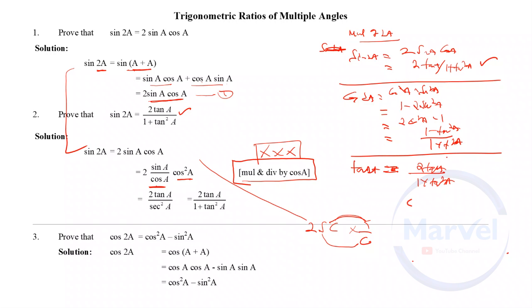If you transpose tan square A to the denominator, so what is secant A equal to? Secant A is the reciprocal of cos A, or cos A equal to 1 by secant A. But what is secant square A? We have the 10th standard identity: 1 plus tan square A. So what is the working rule here? Multiply and divide by cos A, here write this step: 2 sin A cos A into cos A by cos A. Group these two. Okay.